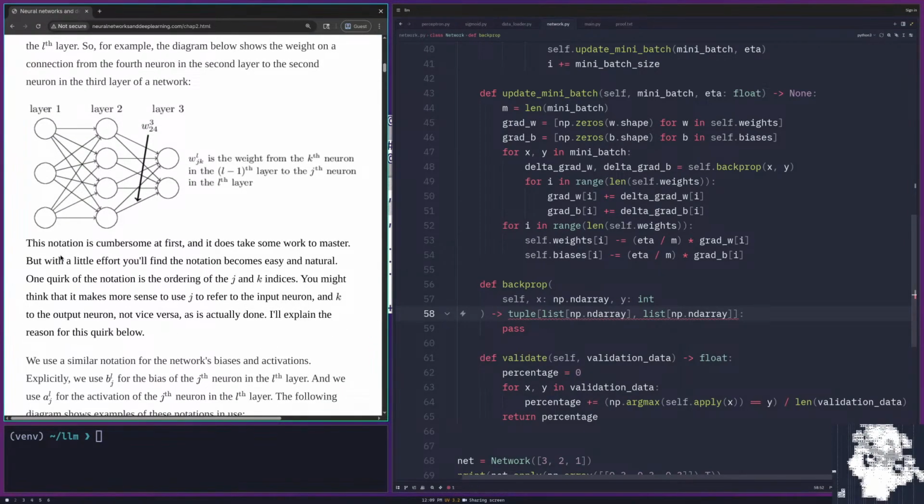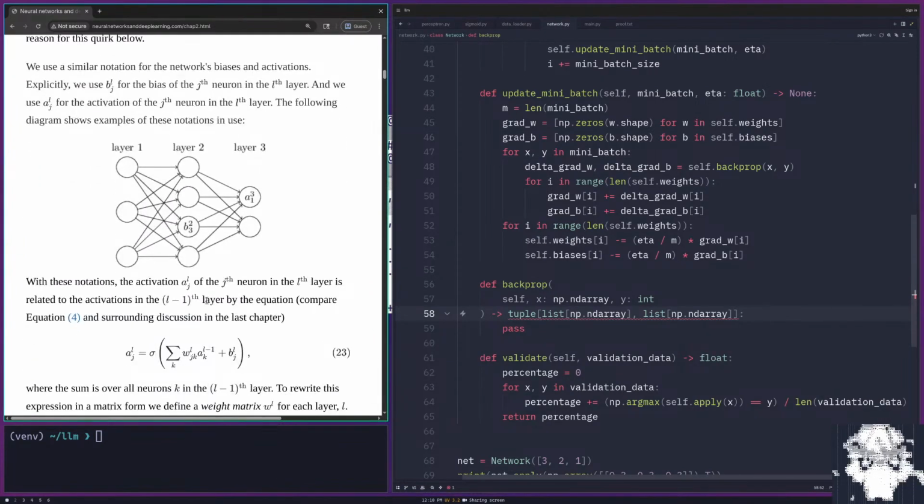This notation is cumbersome at first and it does take some work to master, but with a little effort, you'll find the notation becomes easy and natural. One quirk of the notation is the ordering of the J and K indices. You might think that it makes more sense to use J to refer to the input neuron and K to the output neuron, not vice versa, as is actually done. I'll explain the reason for this quirk below.